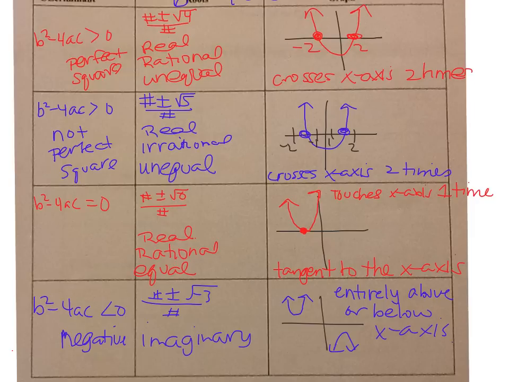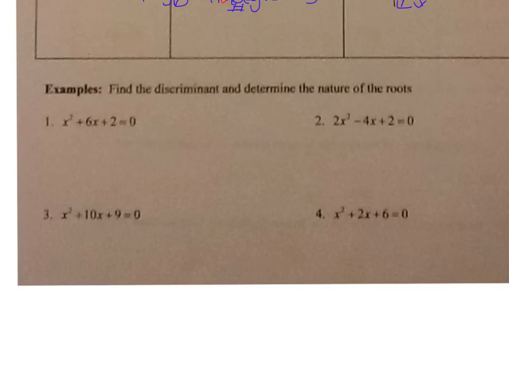So I'm just going to move everything up. Okay, so it says find the discriminant and determine the nature of the roots. What it means by determine the nature of the roots, it means describe the roots. Are they real, rational, equal, imaginary, etc. Okay, so remember the discriminant is b squared minus 4ac. That's all we have to do. We don't have to do the whole thing.